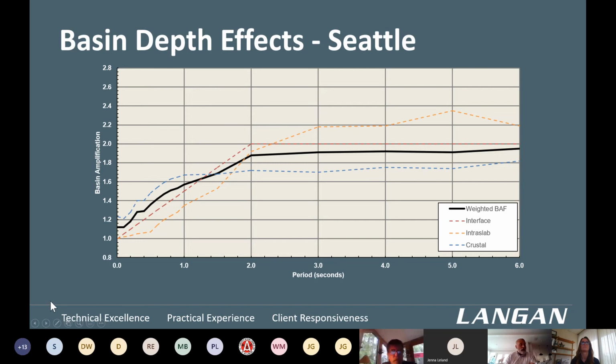Similarly, we did another site in Seattle, and the basin depth effects are a little bit different because of where the site is, and how much of a particular kind of earthquake contributes to the hazard. So the basin depth effects are different depending on where you are.